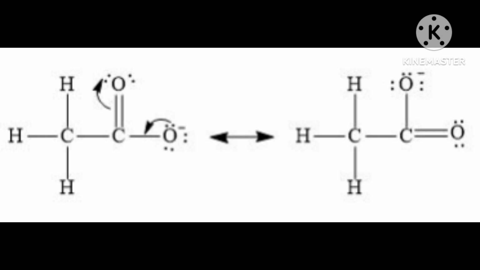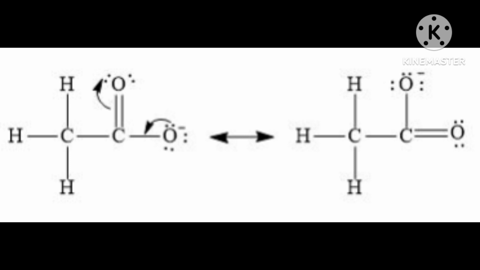Why? Because of the greater number of covalent bonds. Each carbon and oxygen atom has an octet and there is no separation of opposite charges. In the second structure, there is a negative charge on the more electronegative atom and a positive charge on the more electropositive atom. And the third does not contribute, as oxygen has a positive charge and carbon has a negative charge, hence it is least stable.